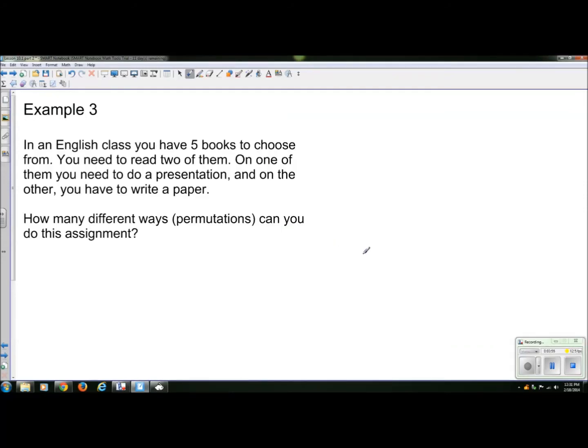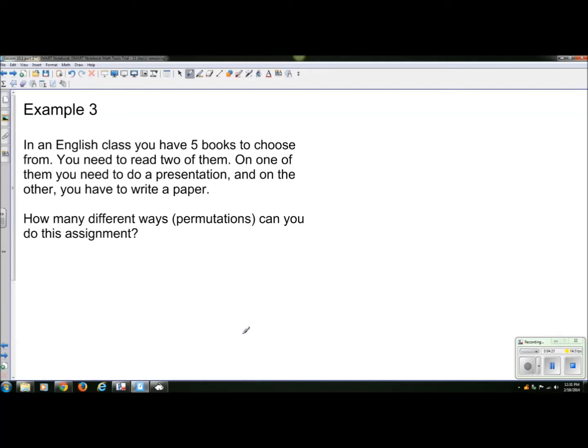Let's take a look at our next example. So you're in an English class, and you have 5 books to choose from to do an assignment. You need to read 2 of these books, and on one of the books you need to do a presentation, and on the other you have to write a paper. And other than that, there are no restrictions. So the question that we have is, how many different ways can we do this assignment?